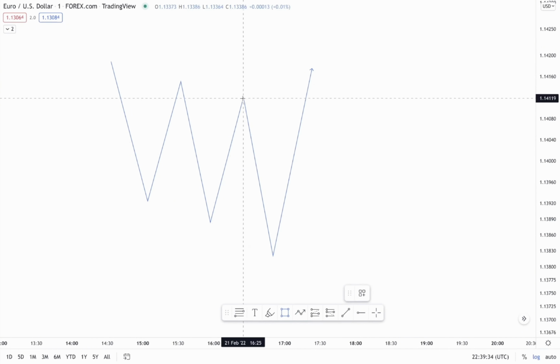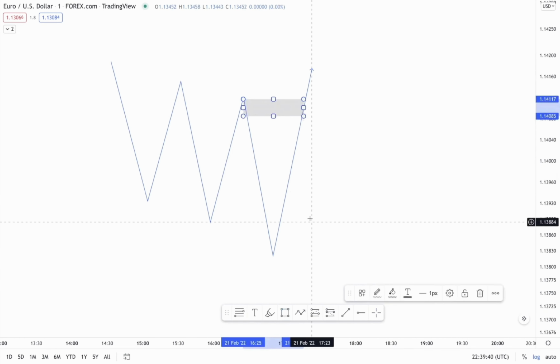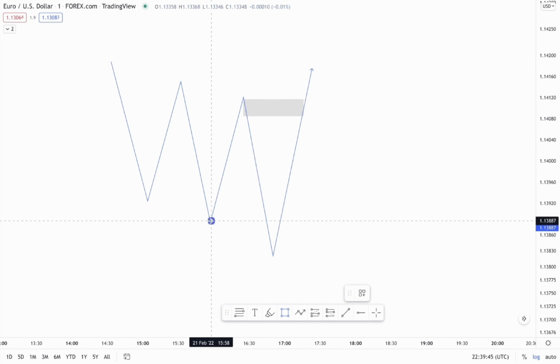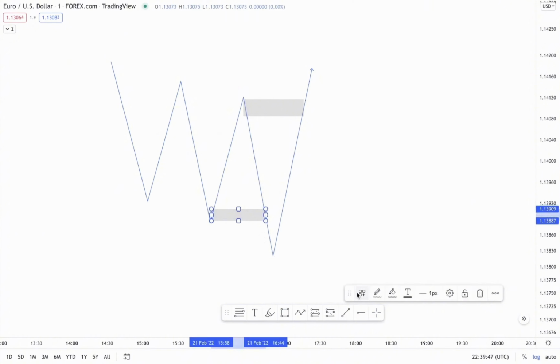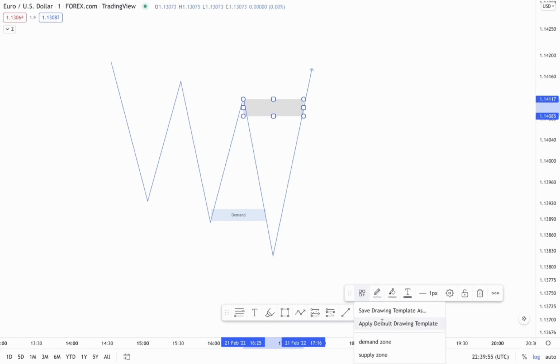Now this is the supply that causes this break of structure to the downside, taking out the demand in this level. I'll mark these just so it's there and you can see. Sorry, I marked that wrong. This is the demand level, this is the supply level.